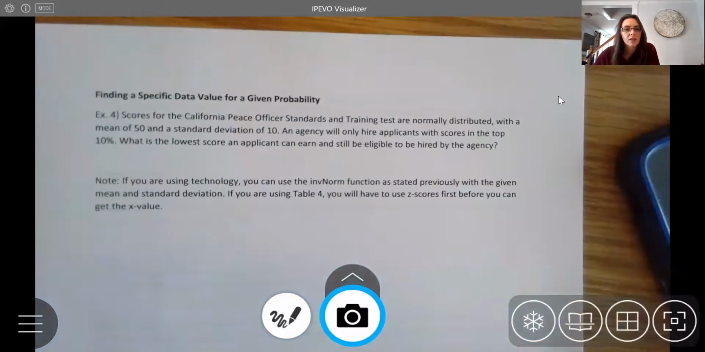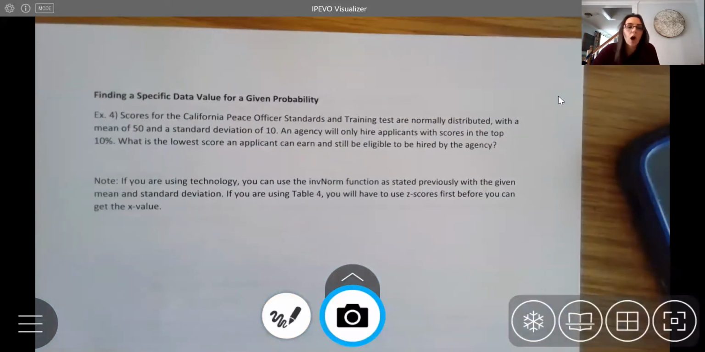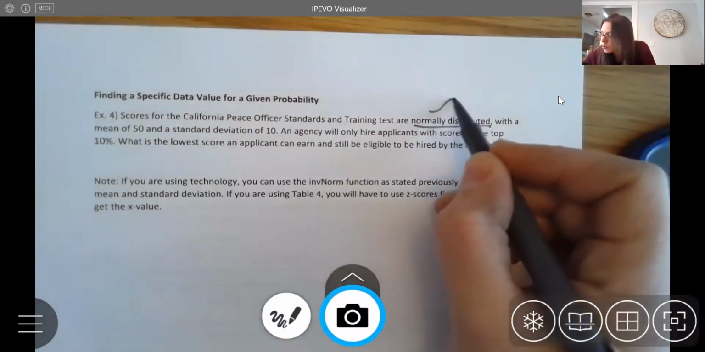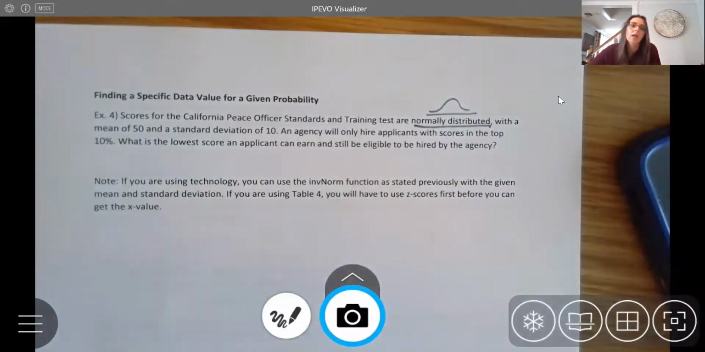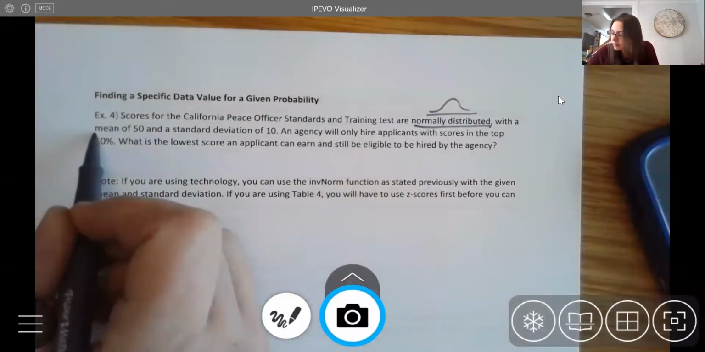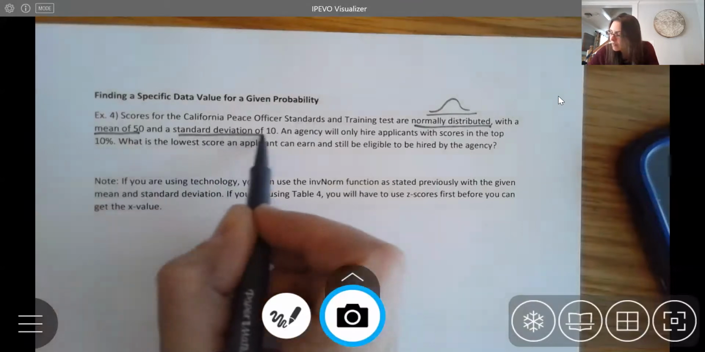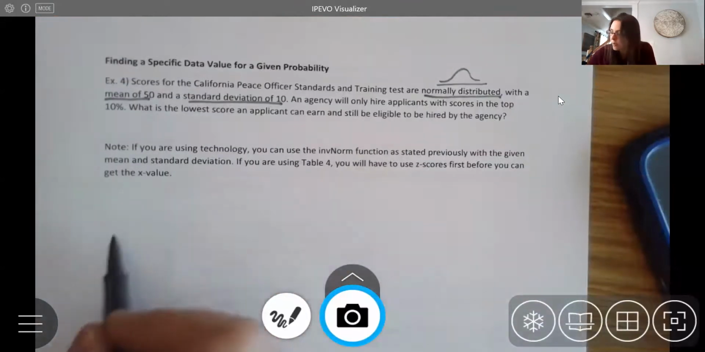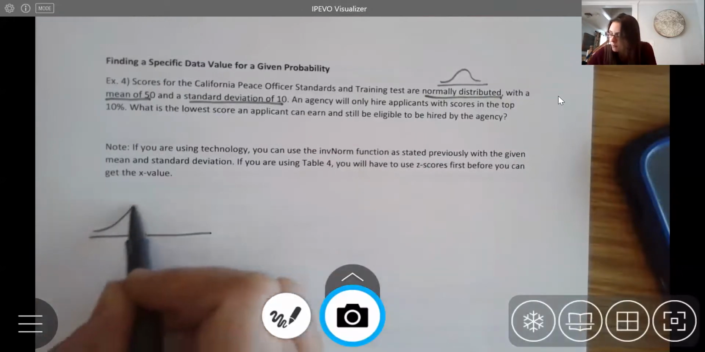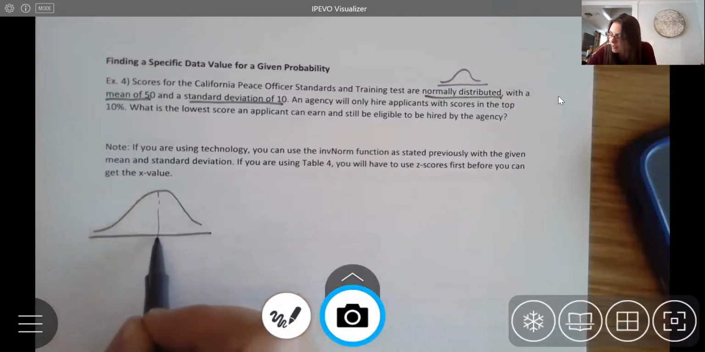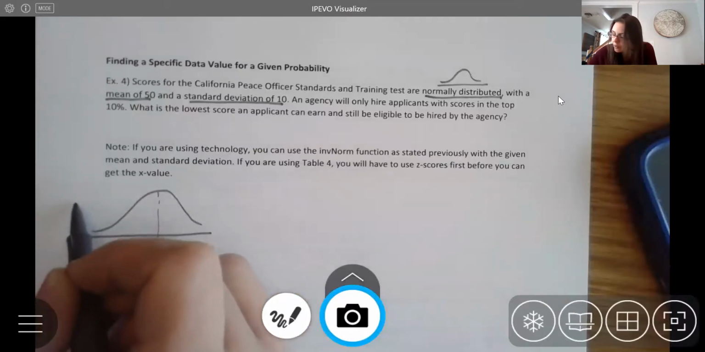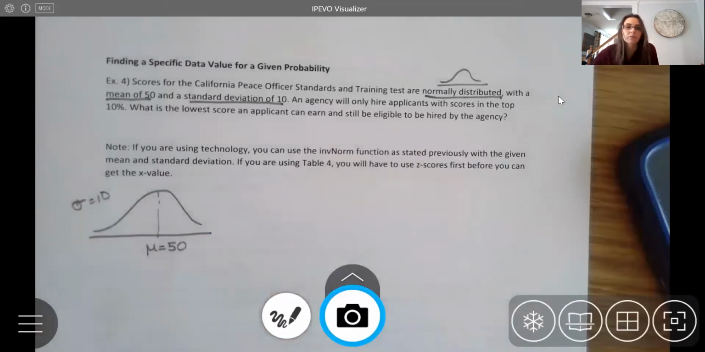All right, so this says scores for the California Peace Officer Standards and Training Test are normally distributed. So again, we have a bell curve. If you see normally distributed, you have some sort of bell curve there, with a mean of 50 and a standard deviation of 10. Before I even do anything, I'm actually just going to draw that picture. I know I have a bell curve here. I know my mean, which is my center, is the value of 50. And I'm just going to make a note over here that my standard deviation is 10.